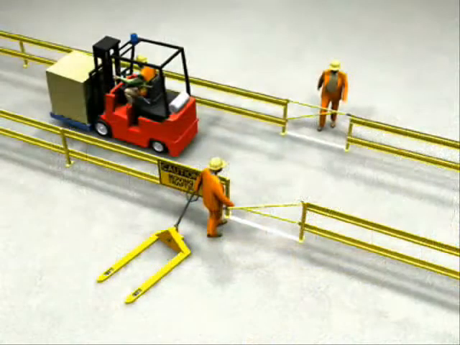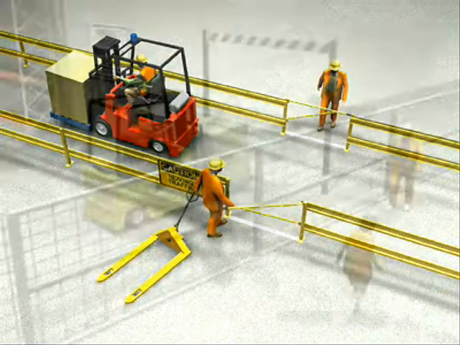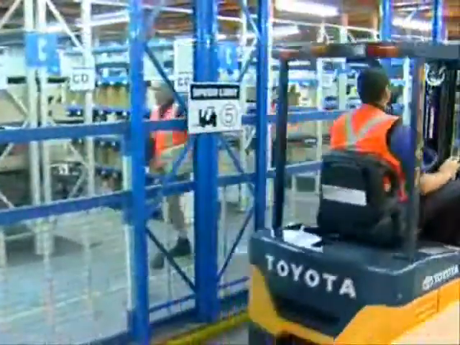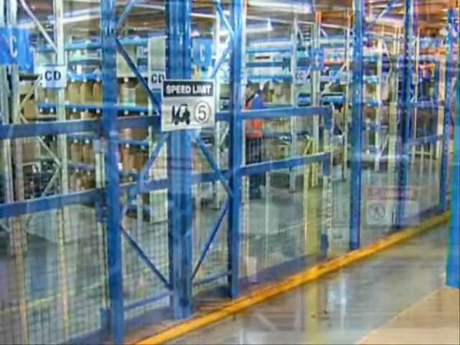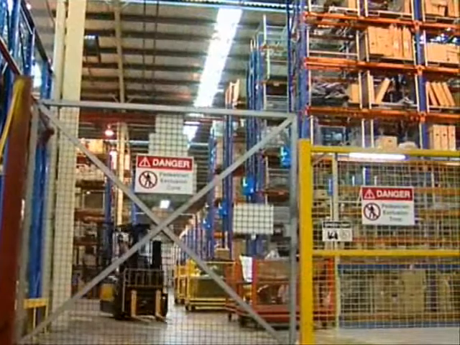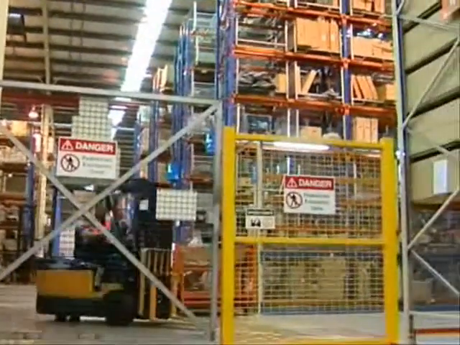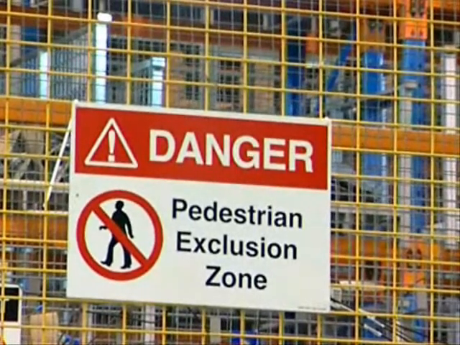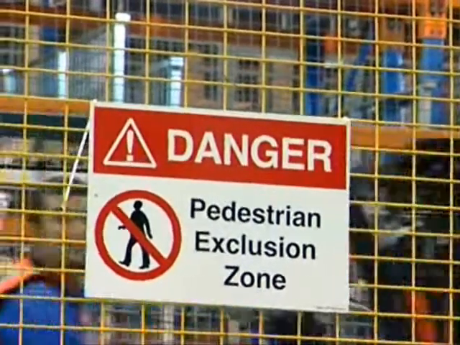Forklifts and other mobile equipment should only be operated in areas where pedestrians and forklifts are separated by clearly designated and enforced pedestrian zones, and preferably by physical barriers. In certain states in Australia, this practice is being enforced by the authorities. Ensure that your site has appropriate and effective pedestrian exclusion zones in place.